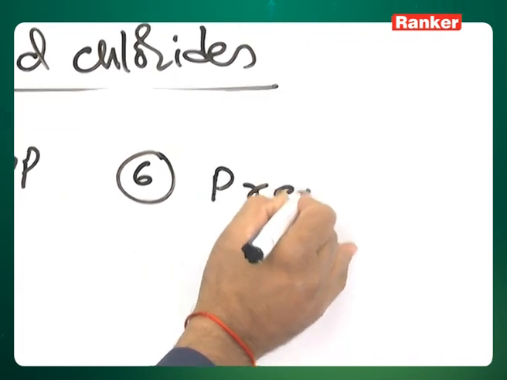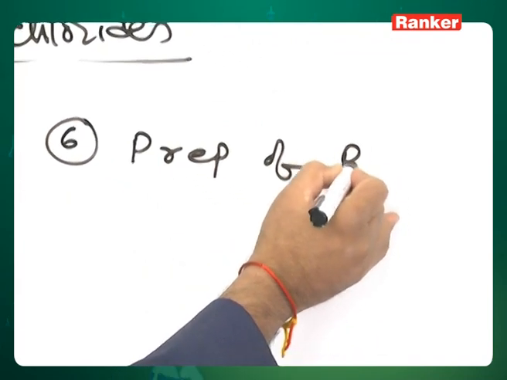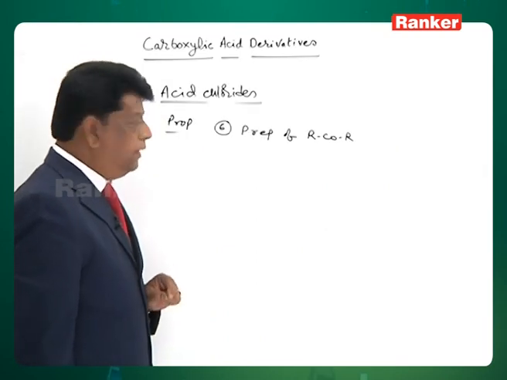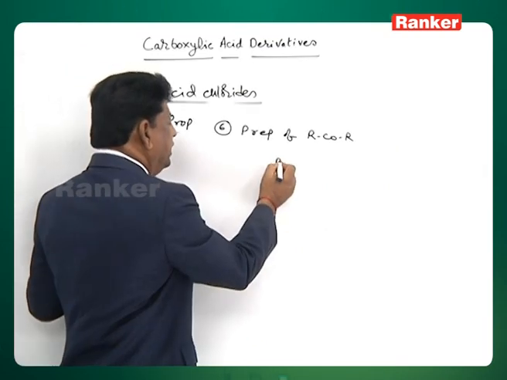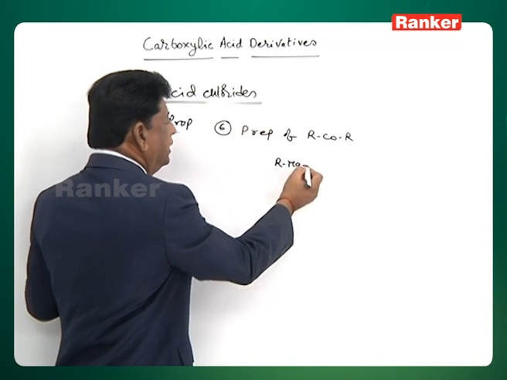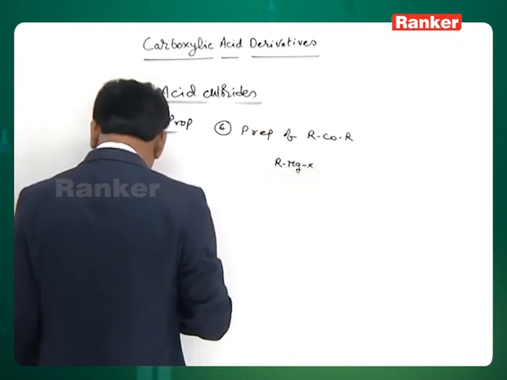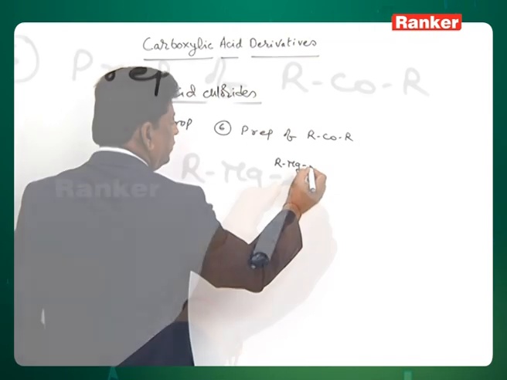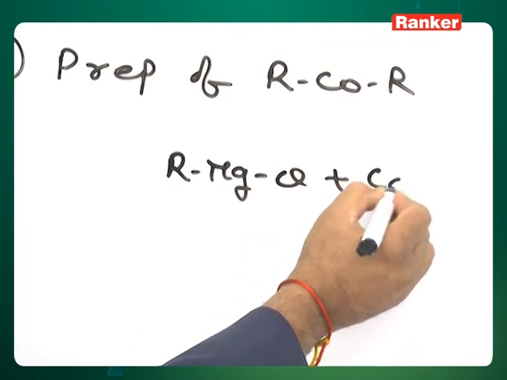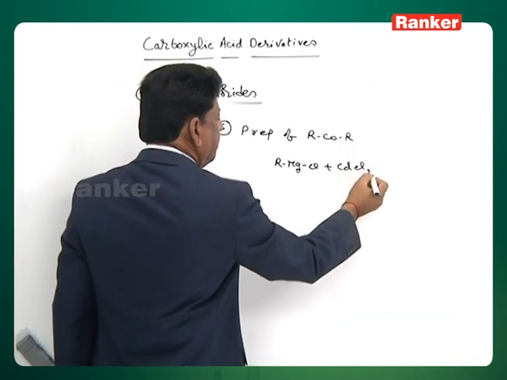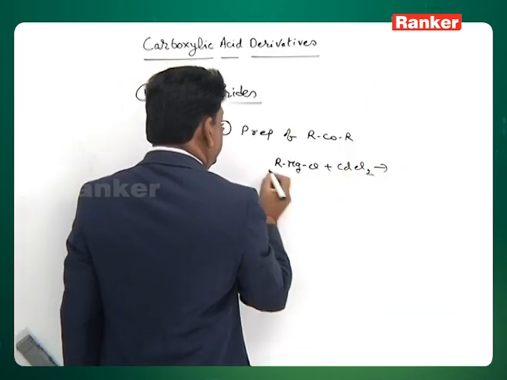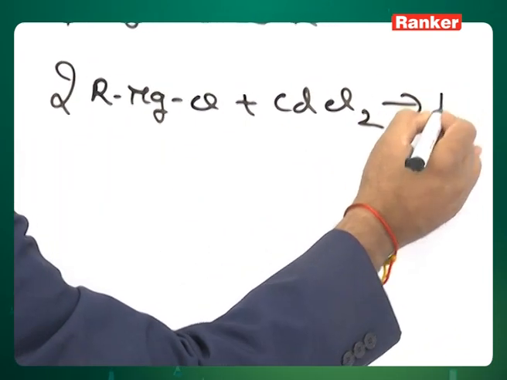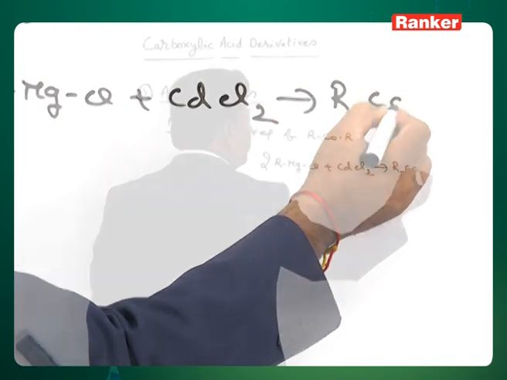So, you can prepare ketones. In fact, ketones can be prepared, but not using the RMgX directly. Given RMgX, what you do is, or you better take RMgCl, I will take, add the cadmium chloride. This will give, 2 moles of RMgX react with the cadmium, R2Cd is formed.